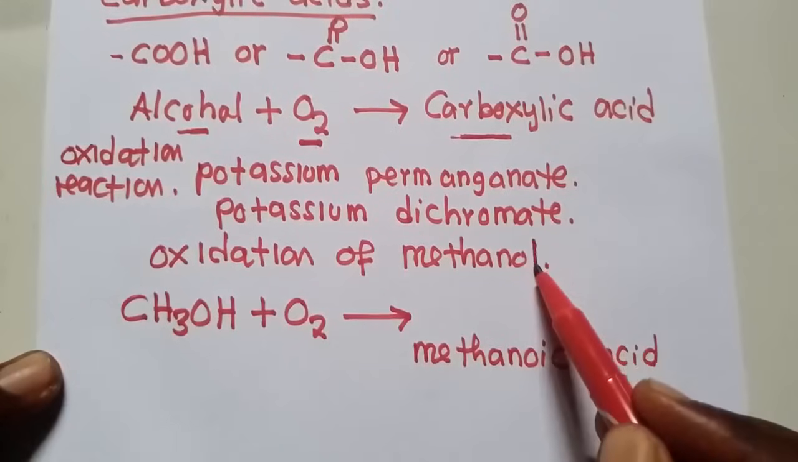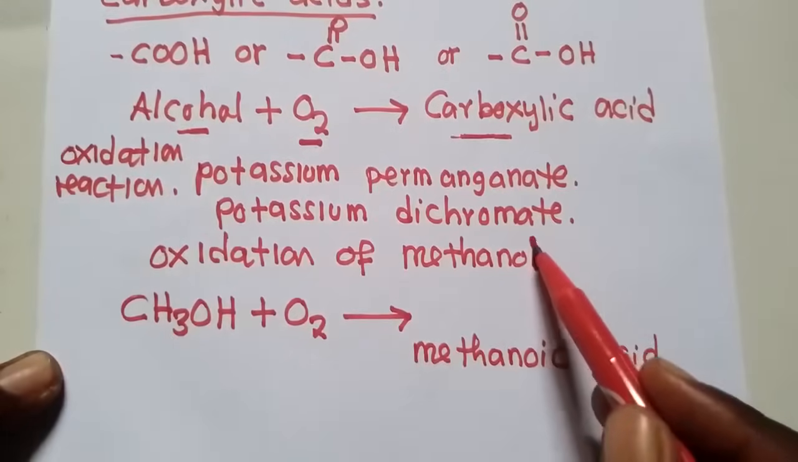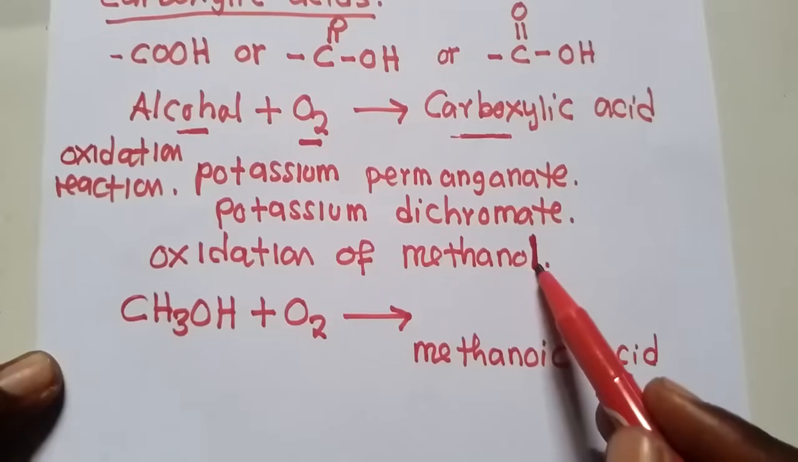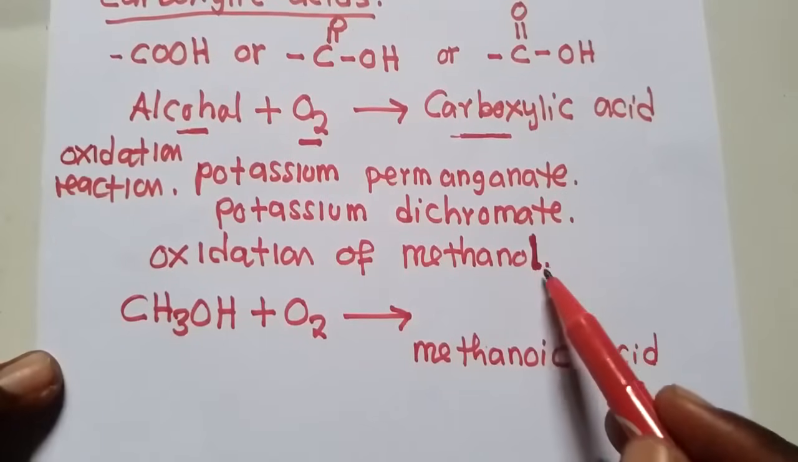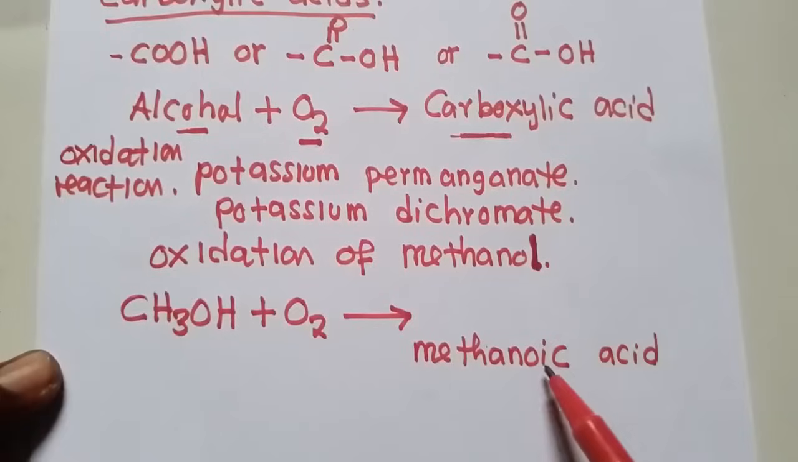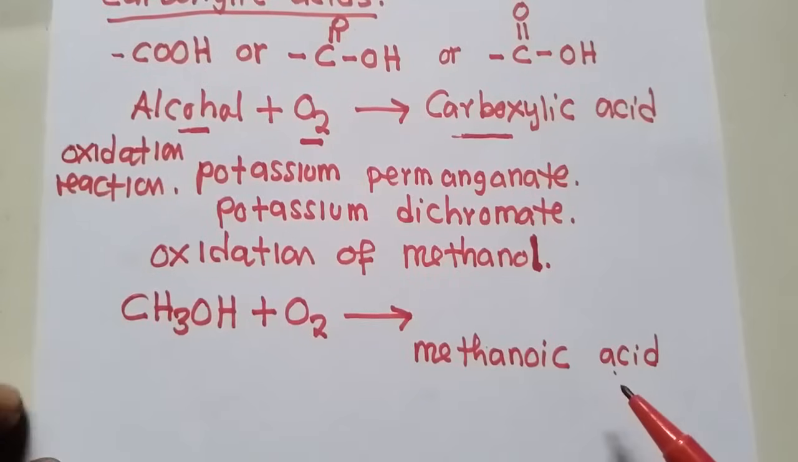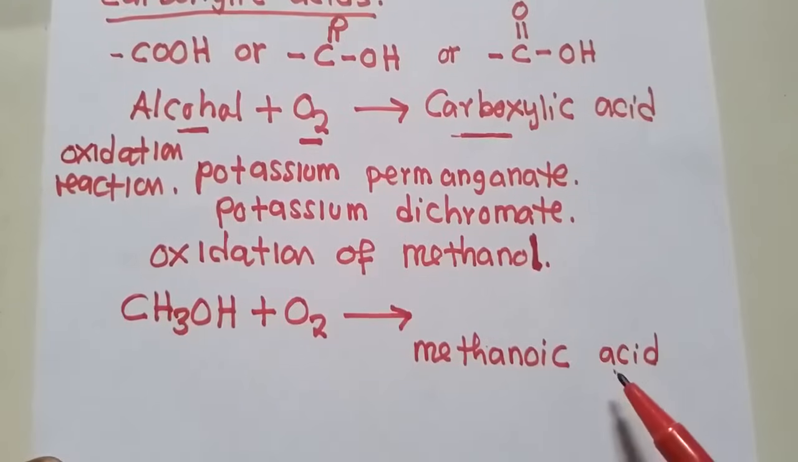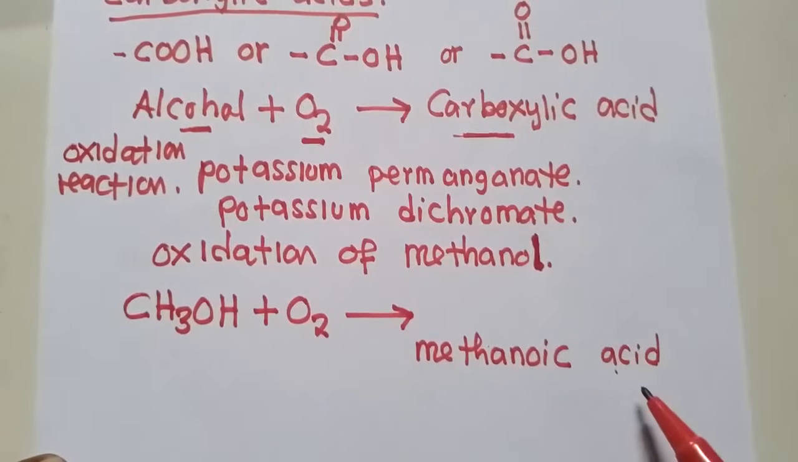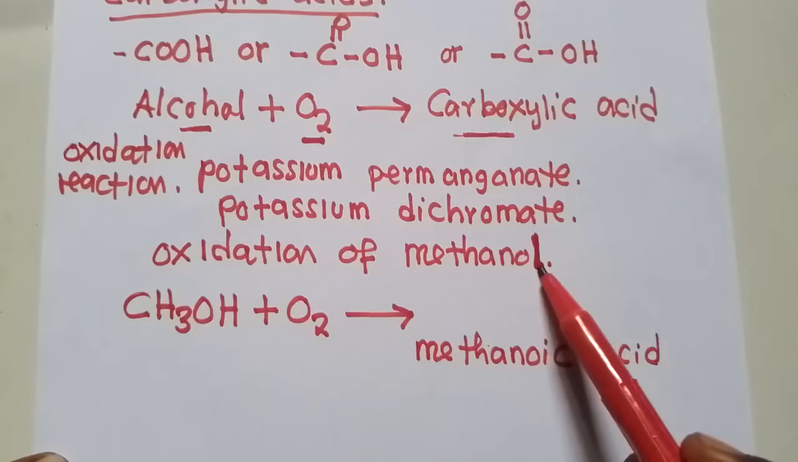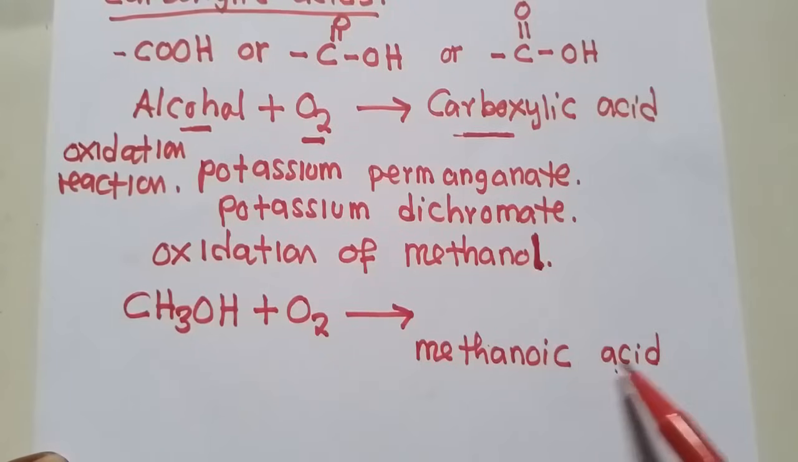Which means that here you just remove the what? You just remove the L. Just remove the L there. Then you put IC to form what? Methanoic acid. So this is what you need to know and understand. Just remove L there, then you put IC, you form methanoic acid. So this is the name.